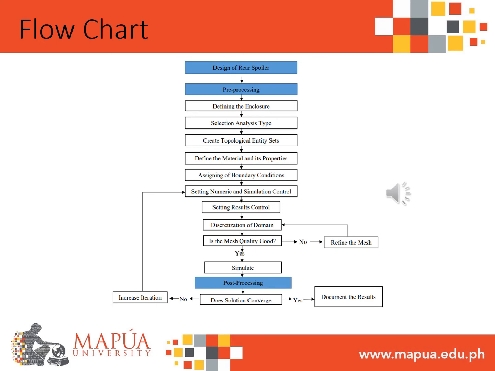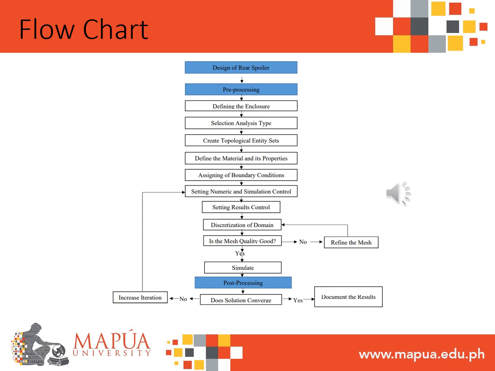Here, we have the detailed process for the simulation. It will start with the pre-processing stage. The first step in pre-processing is to define the flow domain, or what we call the enclosure. After that, we need to select what kind of analysis we want to simulate. Next, we will create topological entity sets and define the materials and their properties. The material we are talking about here is the type of fluid we will use for the simulation, and then we will assign boundary conditions.